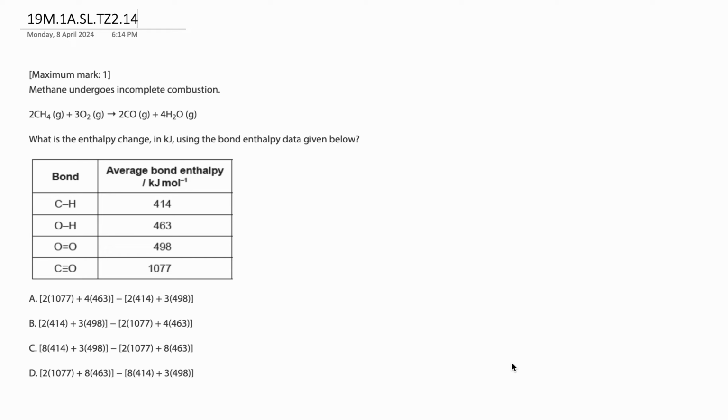Today we're going to be solving a question from the May 2019 IB chemistry examinations. This is an SL multiple choice question worth 1 mark, coming from paper 1A. Let's get started. Methane undergoes incomplete combustion. So this equation represents the process. So what is the enthalpy change in kilojoules using the bond enthalpy data given below?